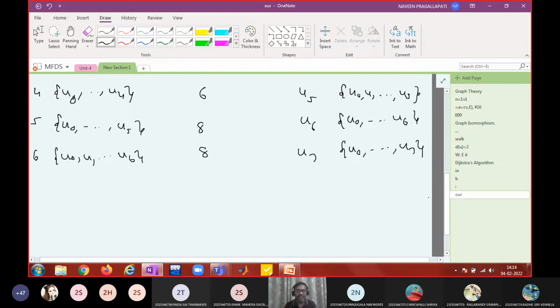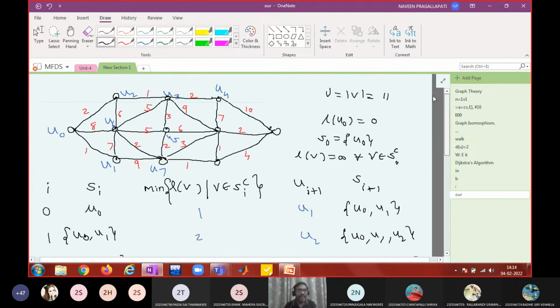Now for the next iteration. So it's iteration number 7. U0 to U7. Now what is the next one? Now what are the remaining nodes? We explored these many nodes. So remaining nodes are among these four only, no? So which one do you think?